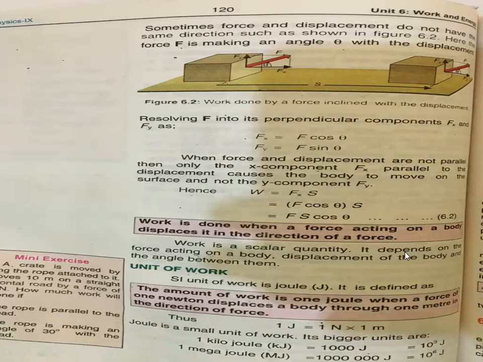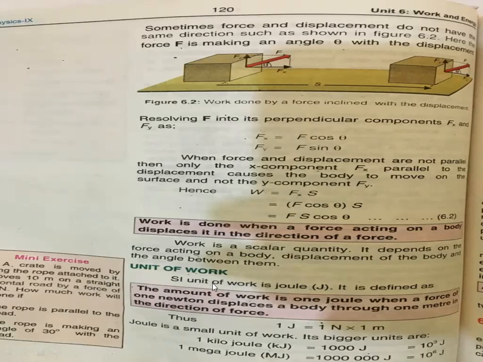Remember, you need to memorize this. The definition of work: work is done when a force acting on a body displaces it in the direction of the force. Work is a scalar quantity. It depends upon the force, displacement, and the angle between them. Now we discuss the unit of work. The SI unit of work is joule. You should know that the SI unit of work is joule. How do we define the joule?